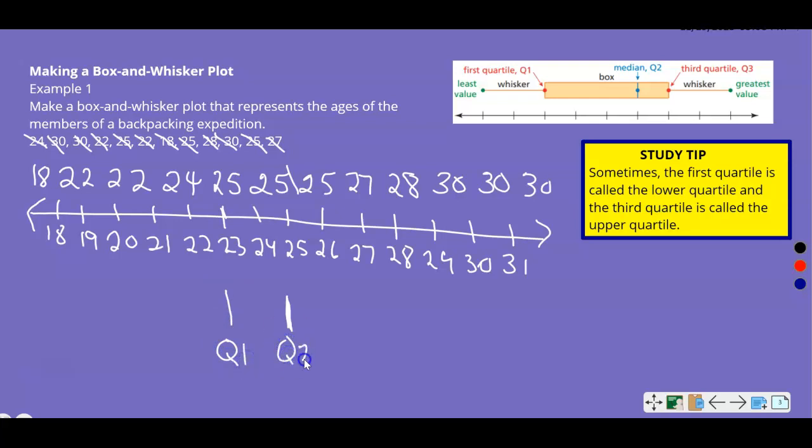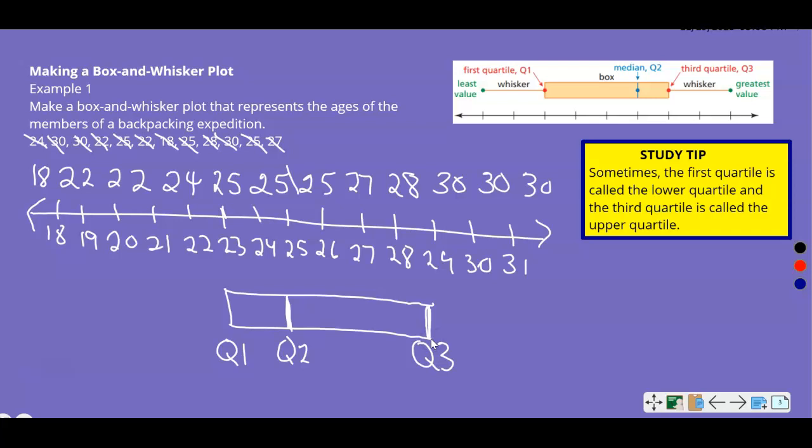We found Q2 first. Now we've got to find Q3. So Q3 is going to be the middle of these 6 here, the median of the top quartile. So 1, 2, 3, so between 28 and 30. So we know 29 is going to be our Q3. All right, so very rough drawing here, but you can see that is our box part.